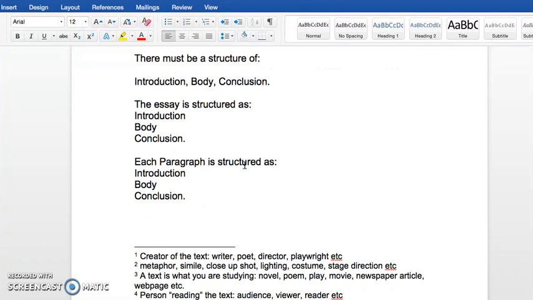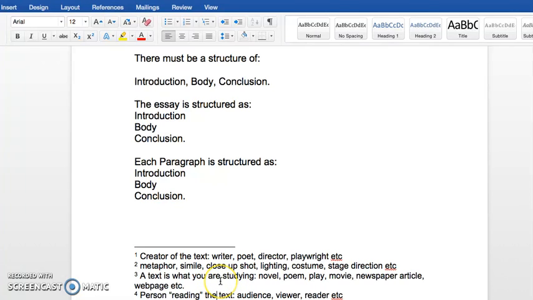definitions at the bottom. So the creator of the text is called the composer. They're the writer, the poet, the director, the playwright. They're the person that's making the choices about what's happening in the text. The techniques are metaphors, similes, close-up shots, lighting, costume, stage direction, etc. It's the choices that the composer makes.